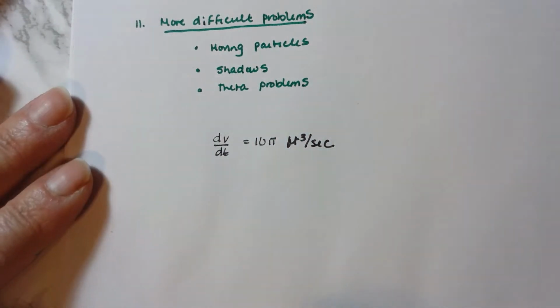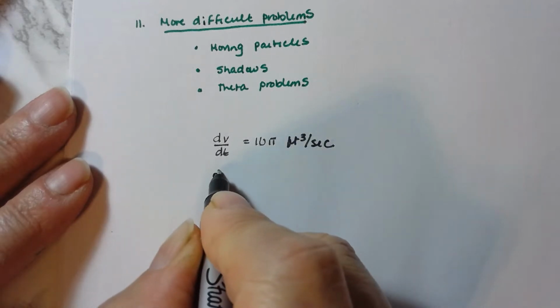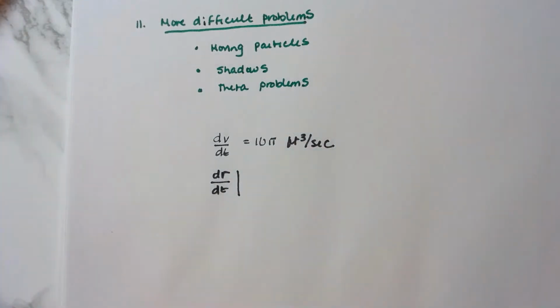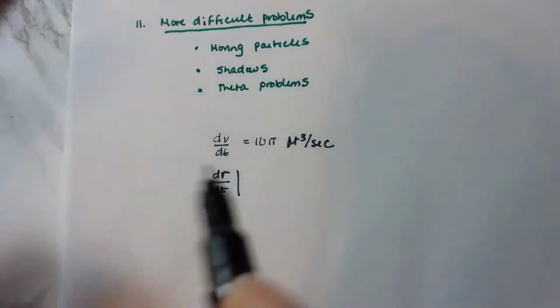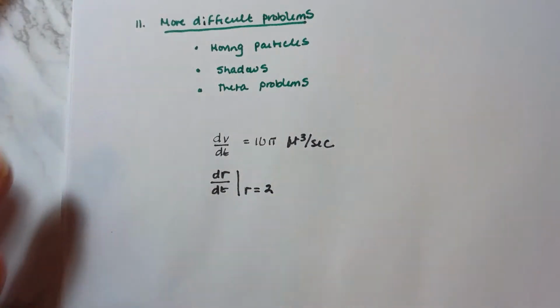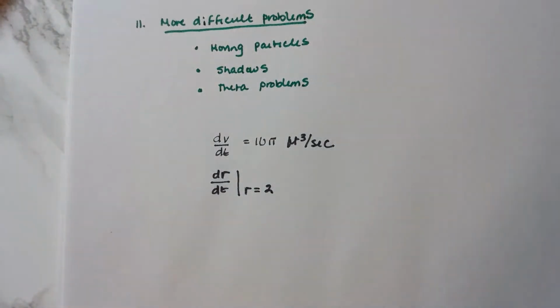Okay. They want to know at what rate is the radius increasing. So what am I looking for? I want to find the rate at which the radius increases with respect to time when the radius is equal to 2. All right.